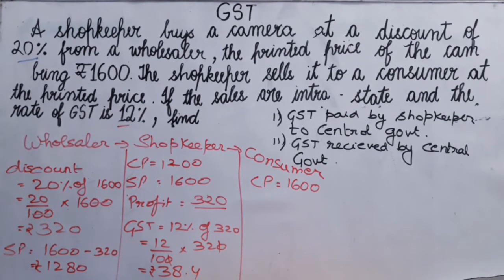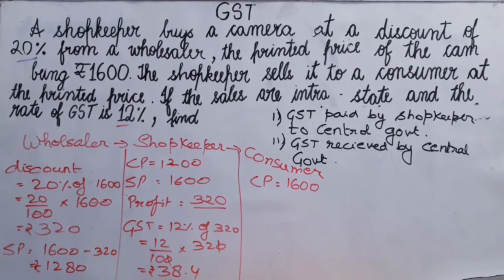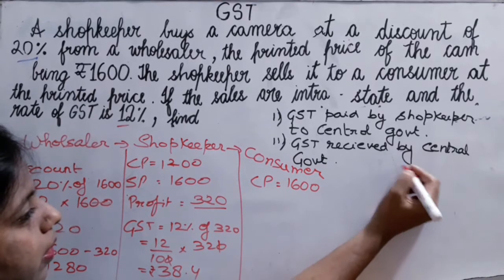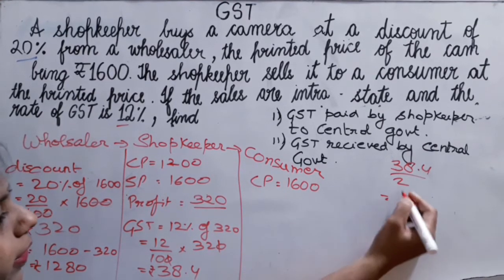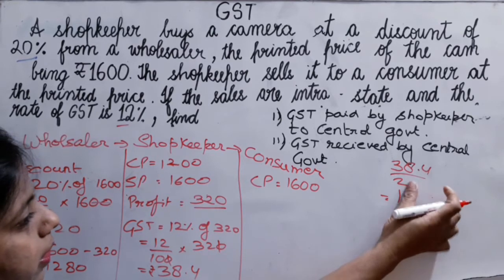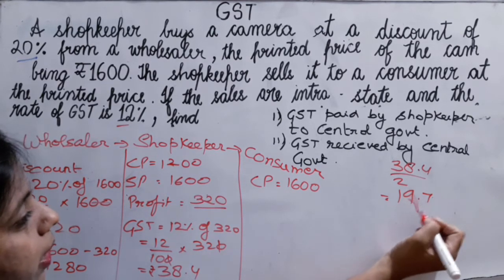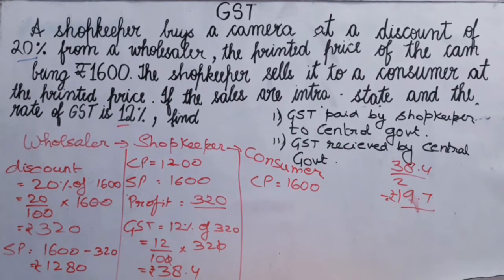Now, half of this amount will go to the central government and half of this amount will go to the state government. So, half of this amount means dividing it by 2. 38.4 divided by 2, you will get 19.2. So, 19.2 rupees will go to the central government by the shopkeeper.